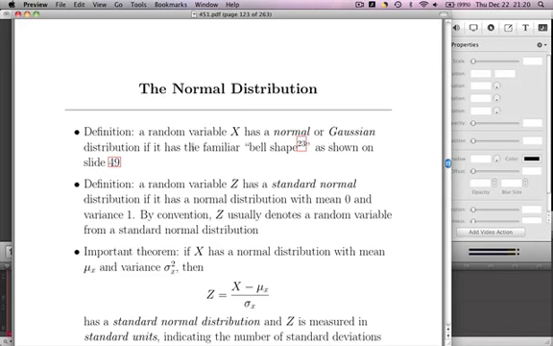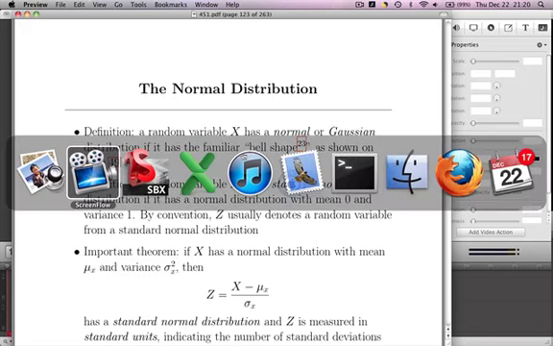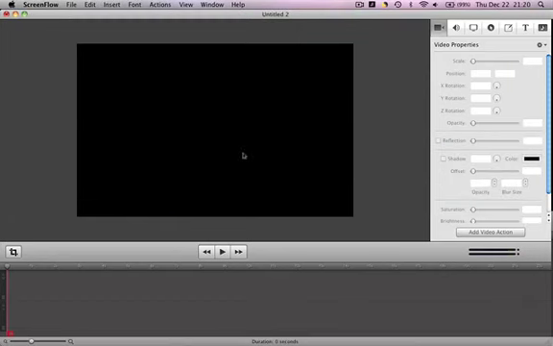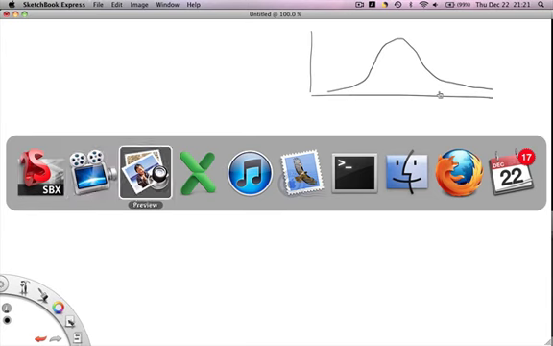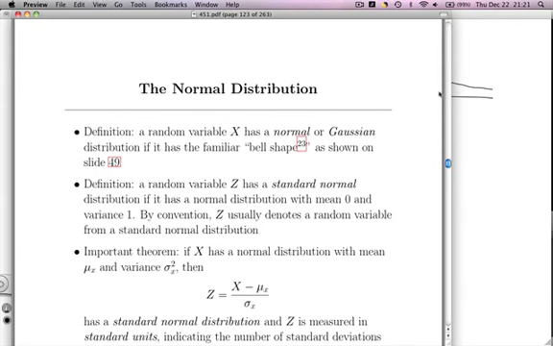Well, a normal random variable is one that has the familiar bell-shaped distribution that I'm sure you've seen before. So let's go over to the sketchbook here and draw a normal curve. So this is a normal distribution. Most of the mass is in the center, and then it has symmetrical tails on either side that extend off forever.